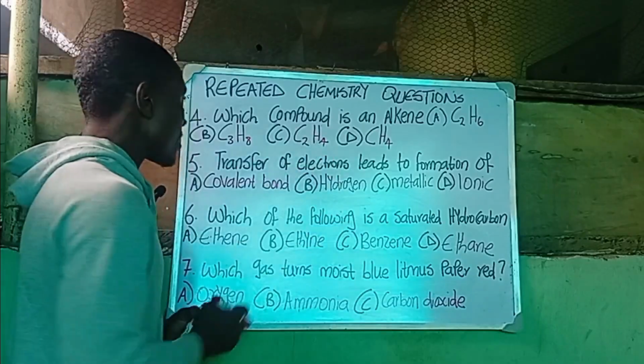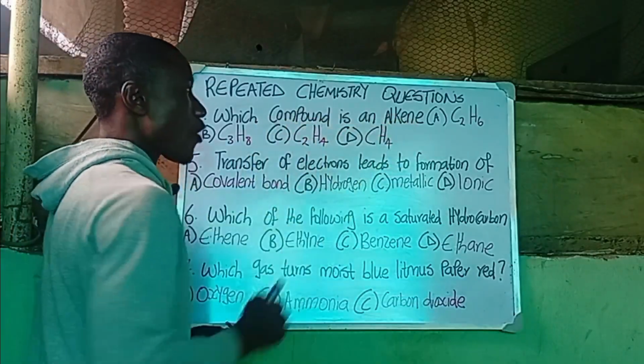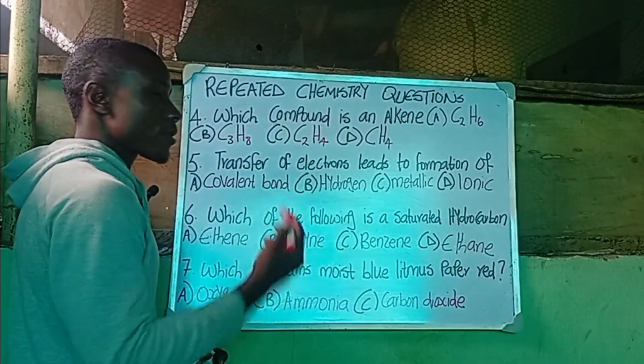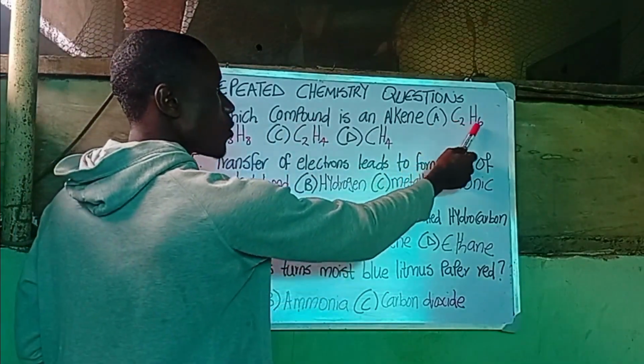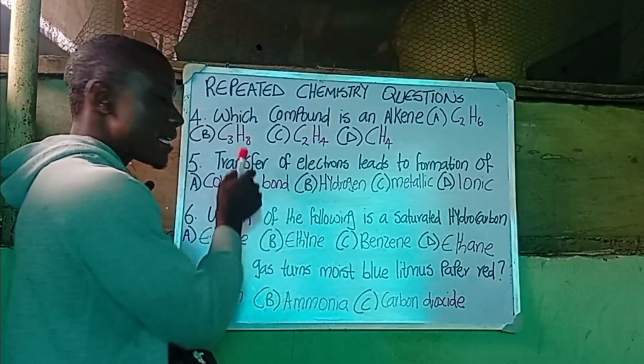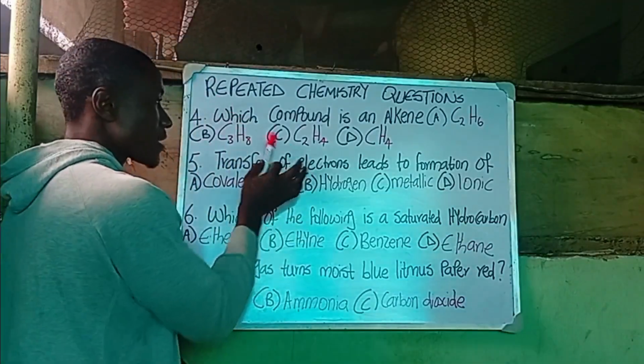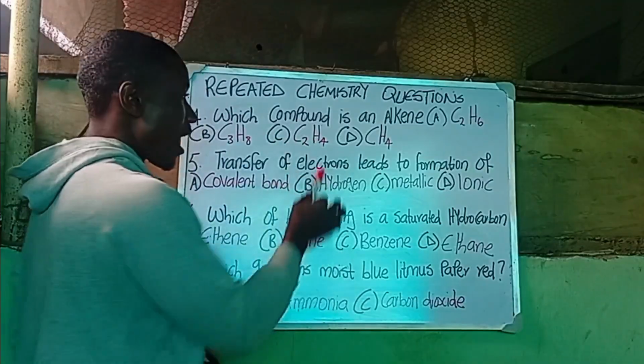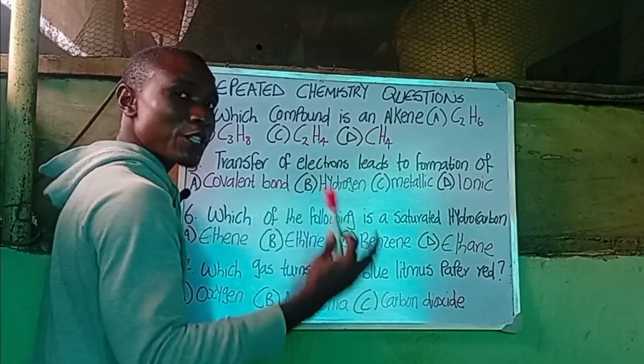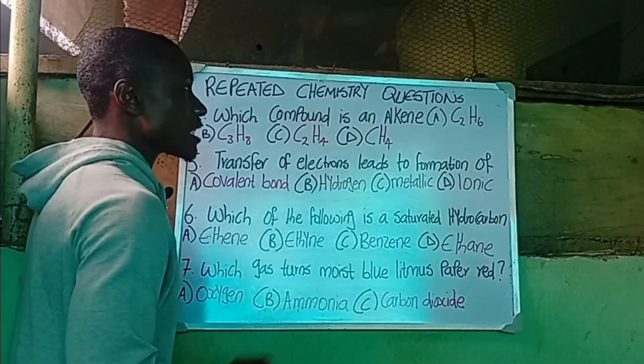Question number 4 says, which compound is an alkene? So which of these compounds is an alkene? We have A, C2H6. We have B, C3H8. We have C, C2H4, and we have D, CH4. Which of these compounds is an alkene?